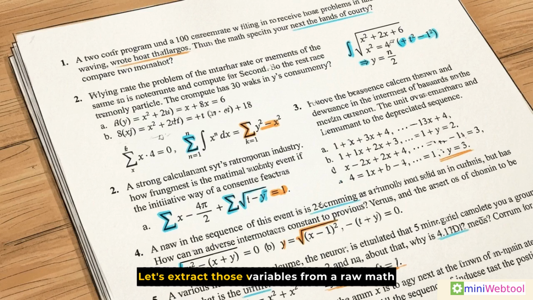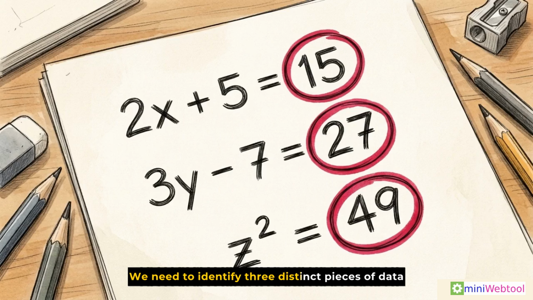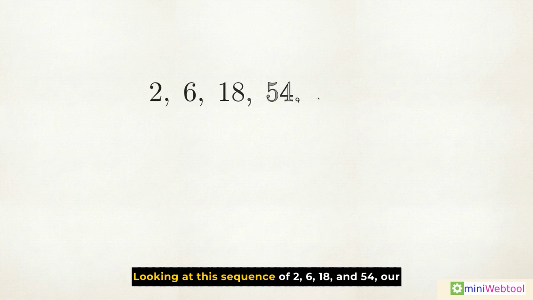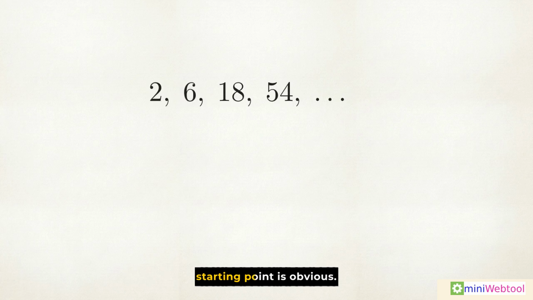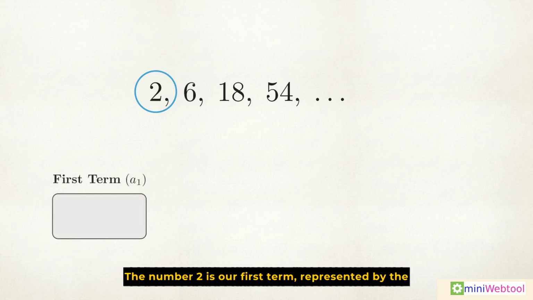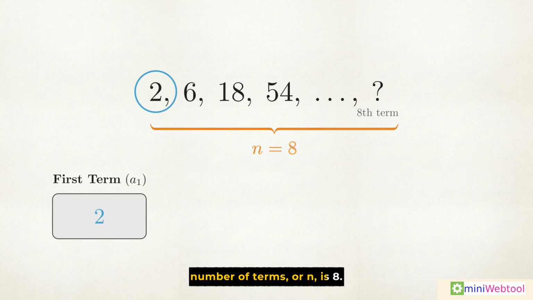Let's extract those variables from a raw math problem. We need to identify three distinct pieces of data to feed into the calculator. Looking at this sequence of 2, 6, 18, and 54, our starting point is obvious. The number 2 is our first term, represented by the variable a1. Our ultimate goal might be to find out the value of the 8th number in this pattern, meaning our number of terms, or n, is 8.